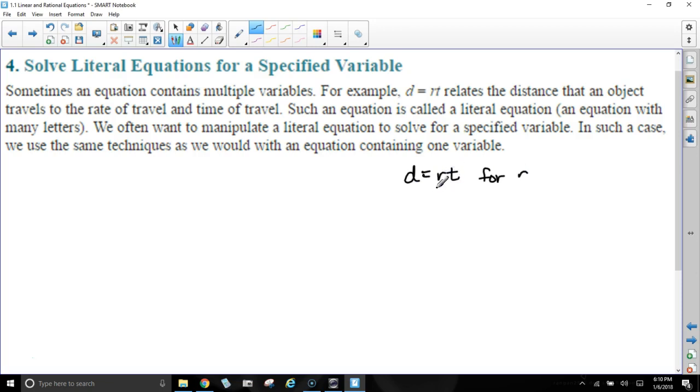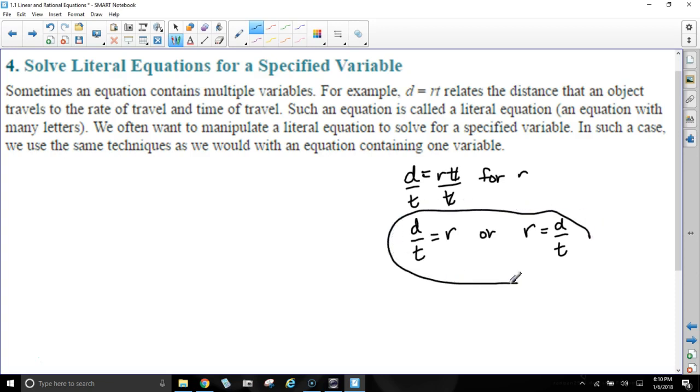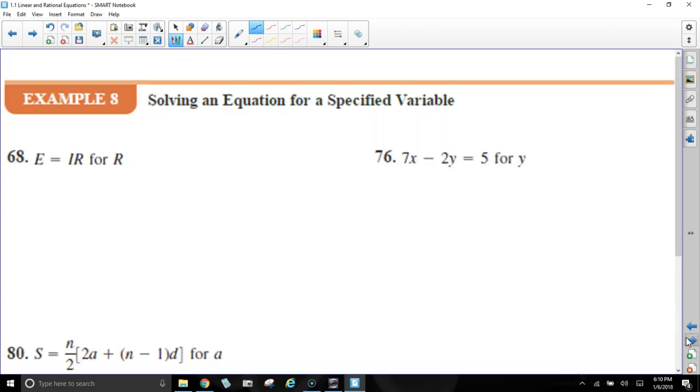This is r times t, so to get the t off of there, divide both sides by t. And so to solve this for r, distance divided by time will give you the rate of an object moving in uniform motion. Or if you want to say rate is equal to distance divided by time, you can do that. Either one of these two answers is your literal equation above solved for r. Let's look at a few more examples.